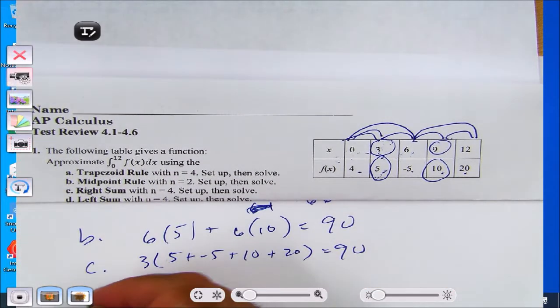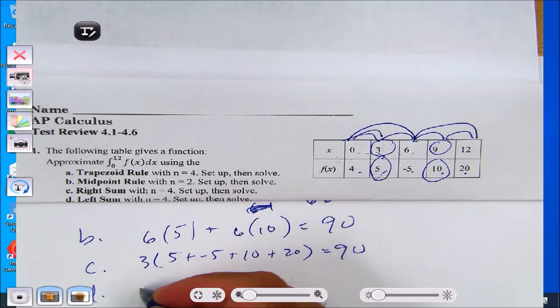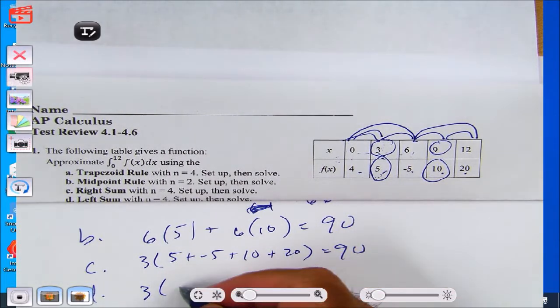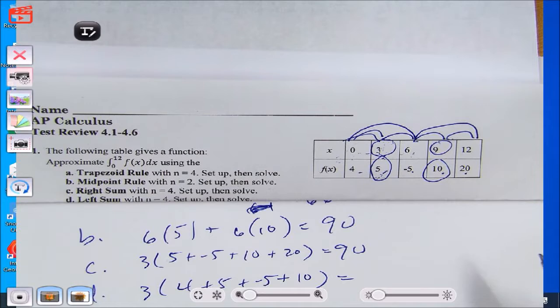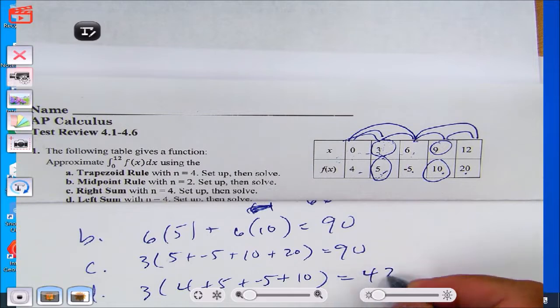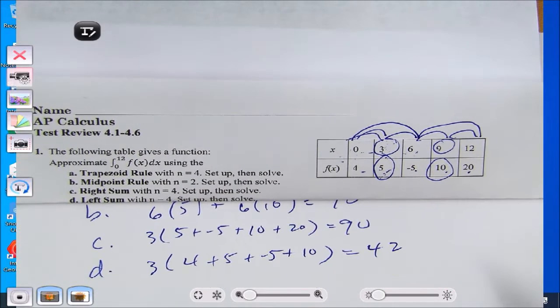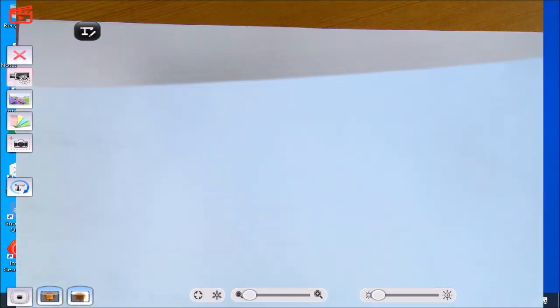And then D, left sum, this time you're going to use the left side. The width is still the same, so it's 3 times 4 plus 5 plus negative 5 plus 10. So what's that? 42? Is that 42? Yeah. Only because they're asking the wrong question.